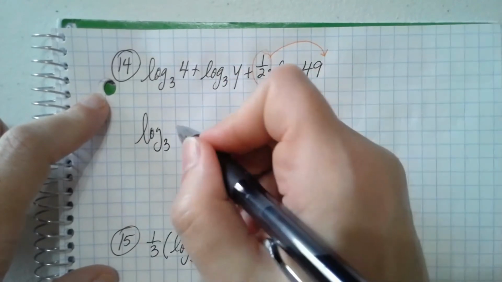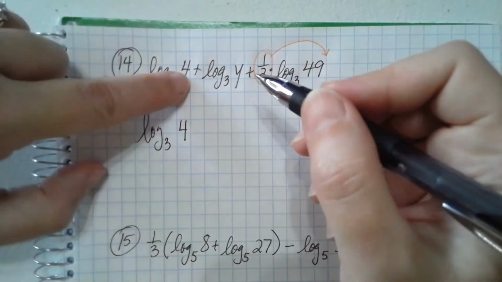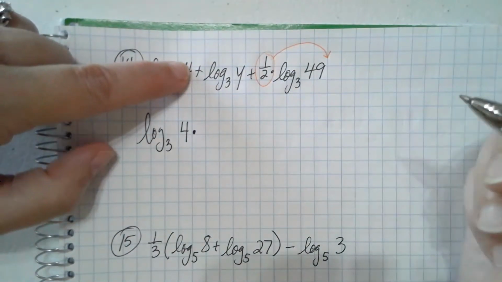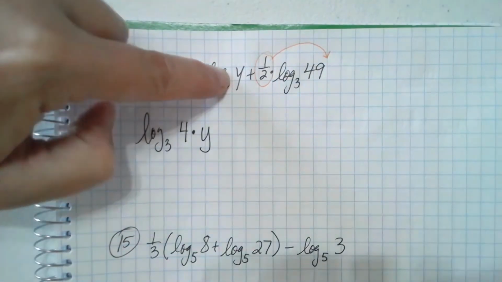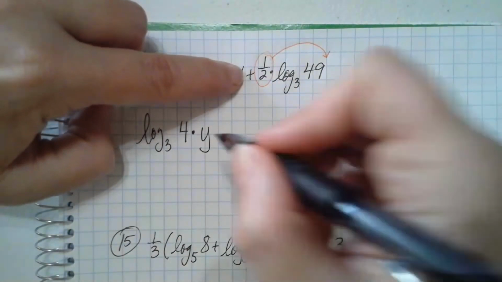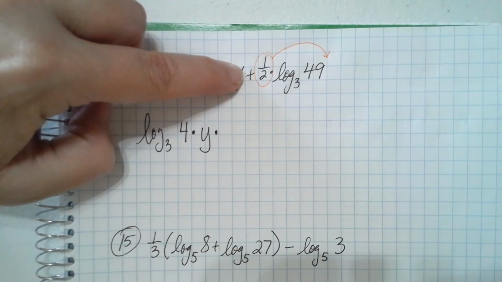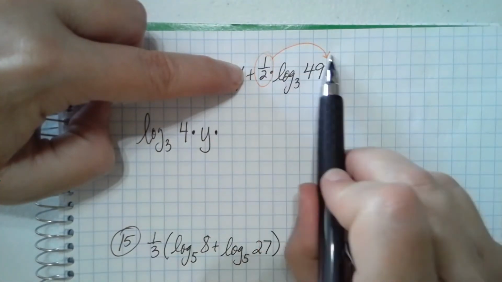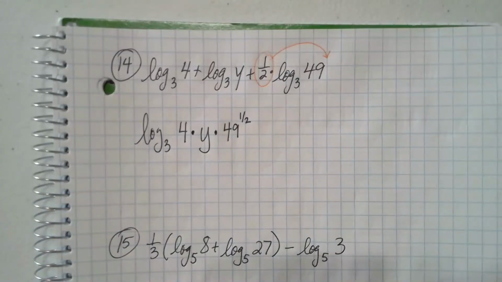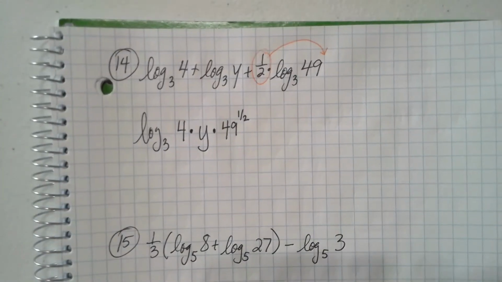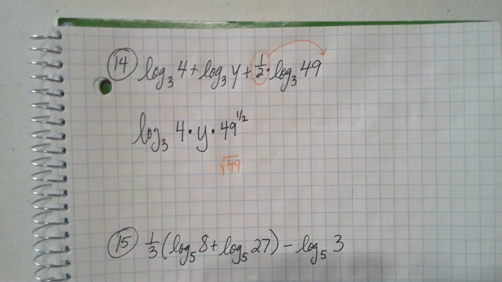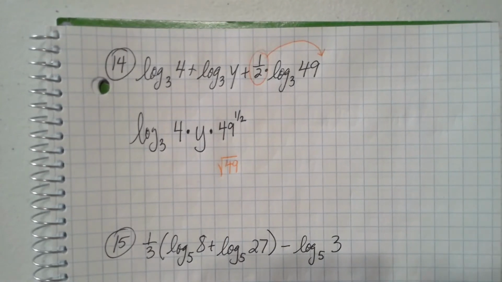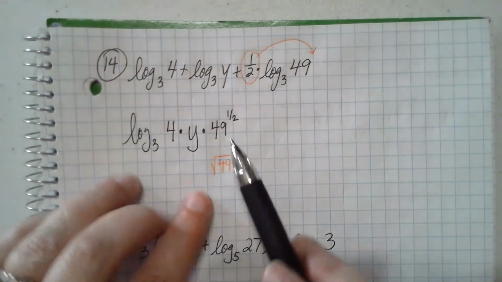Log base 3, 4 plus means to multiply. I know that sounds really weird, but in logs, when you see a plus sign, that means multiply, times the next value with the other plus sign, so that means to multiply again. And then we're going to do half as our exponent. So this is going to be 49 to the 1/2 power. Okay, so 49 to the 1/2 power is the same as the square root of 49. 1/2 power is the same as the square root. So this is going to be 7.